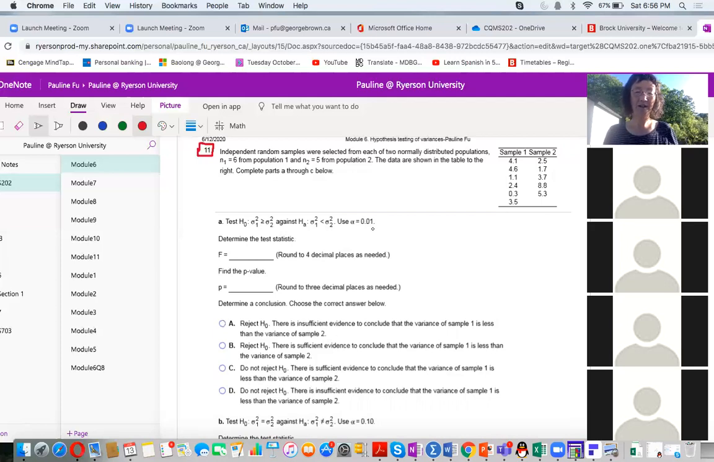And then the question asks you, what is the test statistic? What is the p-value? So this question, the raw data is given. Original data is given. How do you find F? How do you find the p-value? Okay, so step 1, you need to enter data as list.